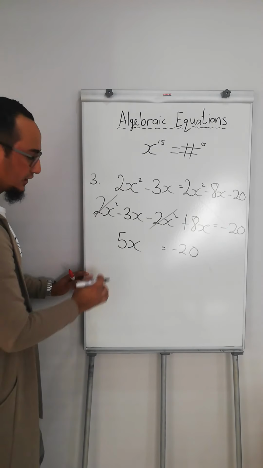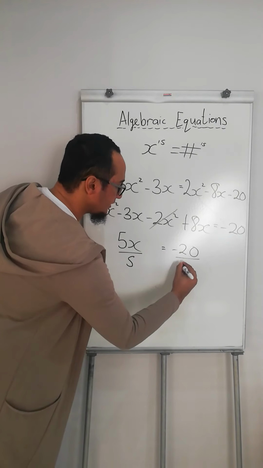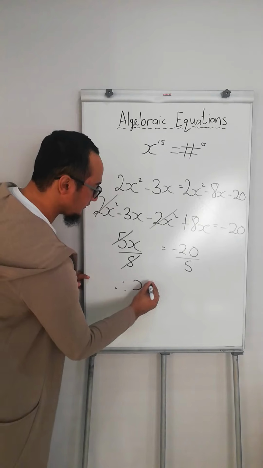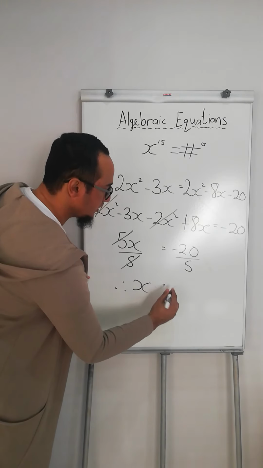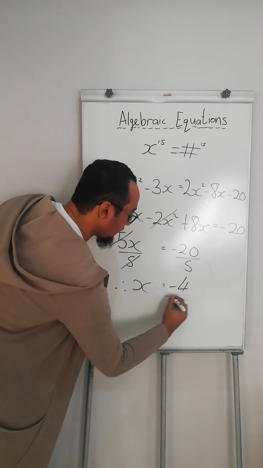Now, remember, how do I get rid of this 5? Divided by 5. What I do on my left hand side, I need to do on my right hand side. So therefore, the value of x is equal to negative 20 divided by 5, which is negative 4.